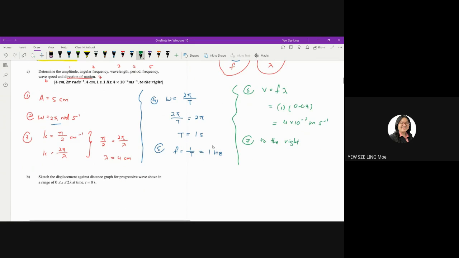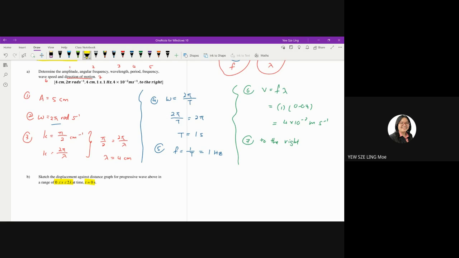Now let's look at question B. In question B, you have to be careful. Why? Because now it tells you how many cycles you have to draw. Sketch the displacement against distance graph for a progressive wave above in a range of 0 to 2 lambda. Which means it's asking for 2 cycles, 2 complete oscillations at time t equals 0.